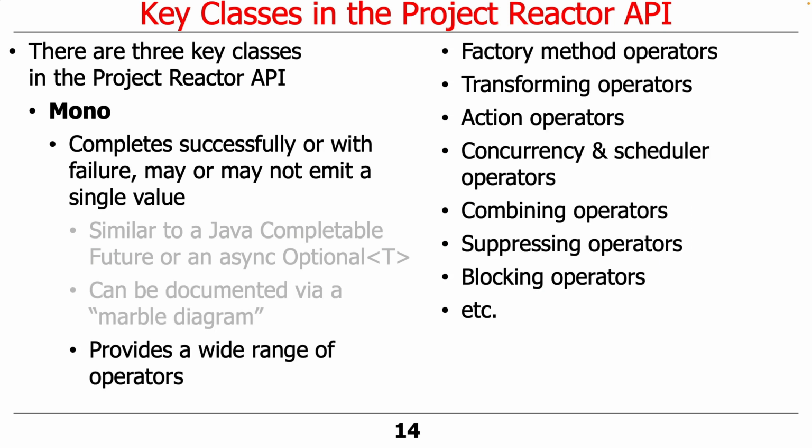There's a bunch of operators. There are factory method operators for creating Monos. There's operators like map and flatMap for transforming them. There's so-called action operators, which have side effects, usually things like printing a result or logging a result. There's various operators for concurrency and scheduling. There's operators for combining Monos together. In various ways, you can zip them and reduce them and so on. There's suppressing operators that have the strange property of not producing a value, but simply either completing with success or failure. There's some blocking operators, et cetera. There's lots and lots of Mono operators.